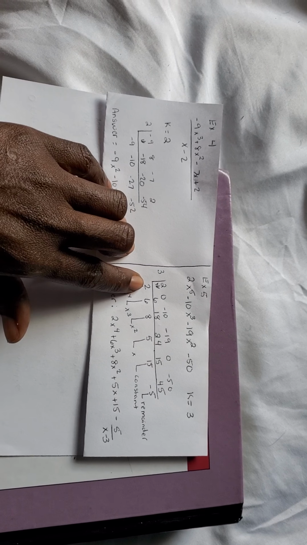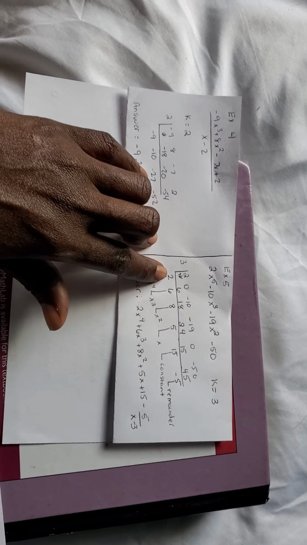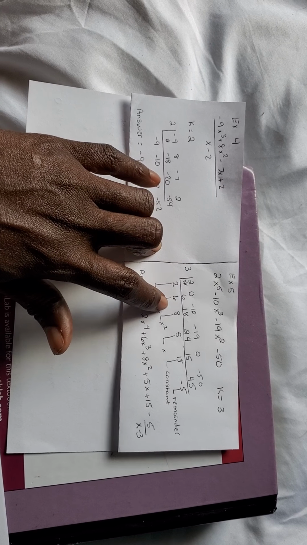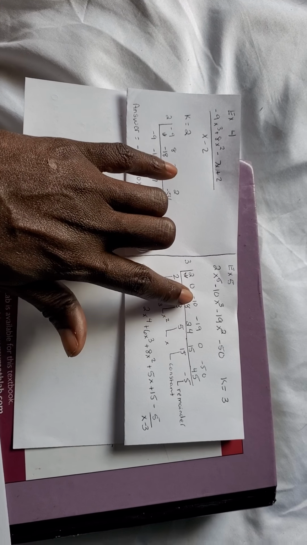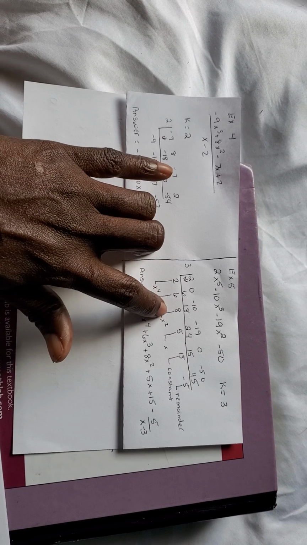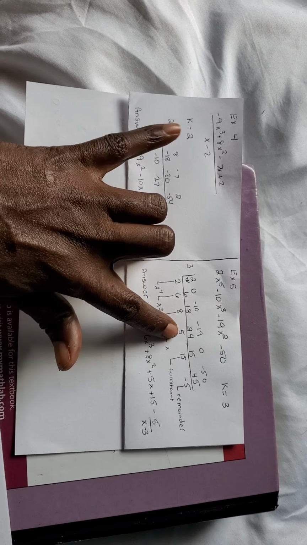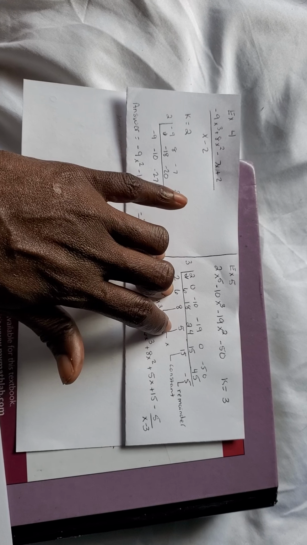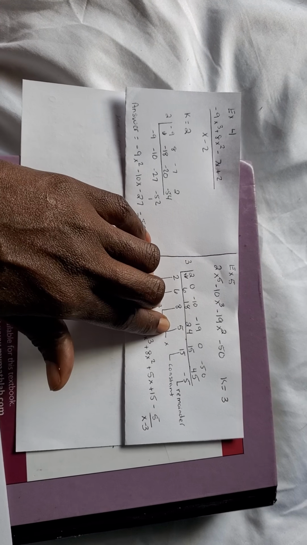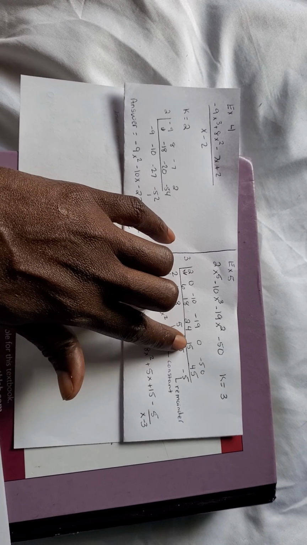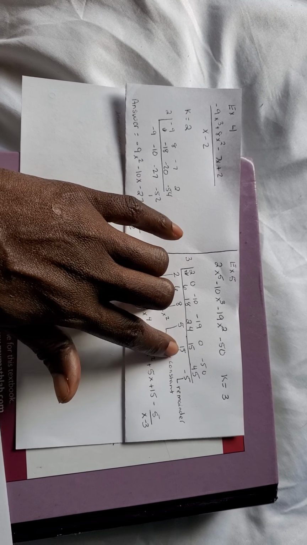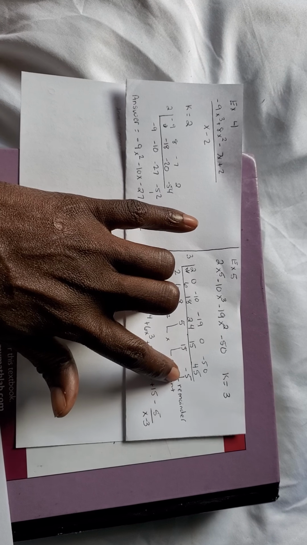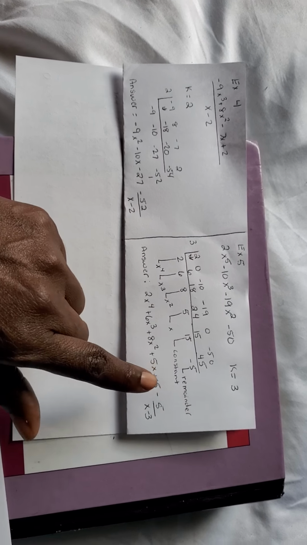We bring down our 2. We multiply. 3 times 2, I get 6. 0 plus 6 is 6. 6 times 3 is 18. Negative 10 plus 18 is 8. 8 times 3 is 24. Negative 19 plus 24 is 5. 5 times 3 is 15. 0 plus 15 is 15. And 15 times 3 is 45. Negative 50 plus 45 gives you negative 5 as a remainder.